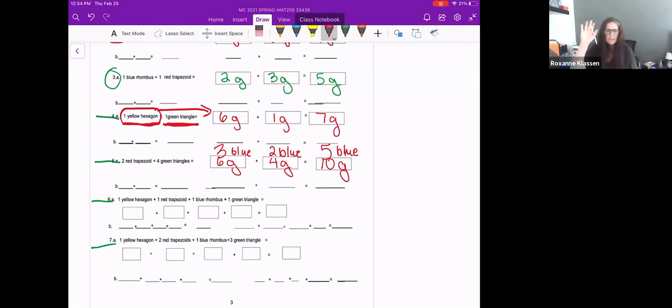Do you agree that that's equivalent? Is everybody okay with that? Because 4 greens is 2 blues. And 2 reds is 3 blues. Yeah? So you could do it either way. I don't care. That's why I asked, because I thought somebody might have done it differently.